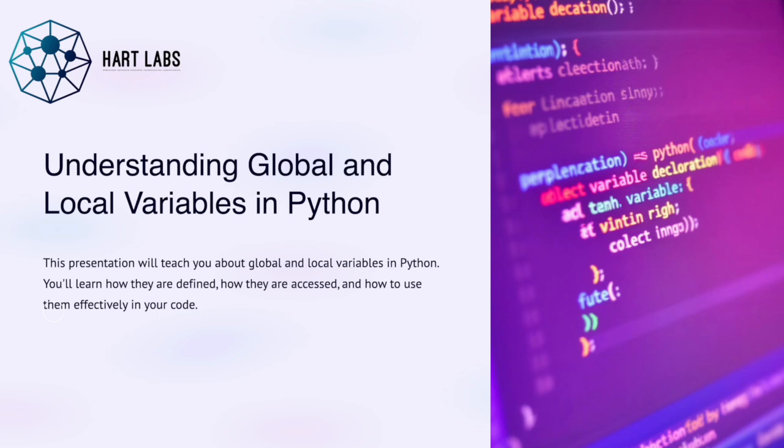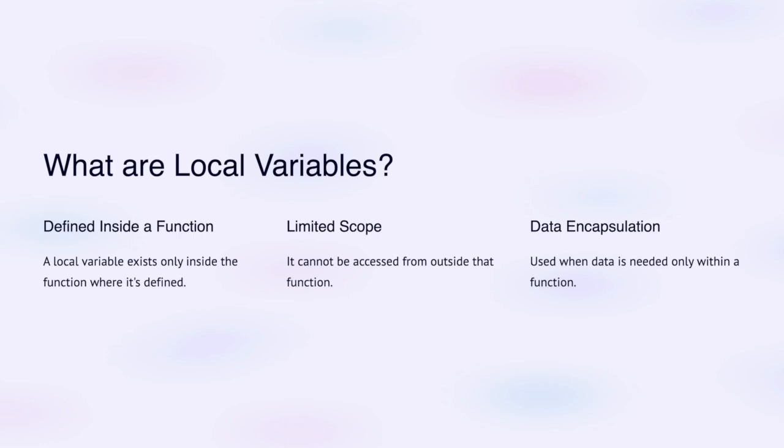Today we will see global variables and local variables in Python. Basically, how to define them, how to access them, and how to use them effectively in our code. We will see them one by one. First of all, we will go with local variables, then we will move ahead with global variables.